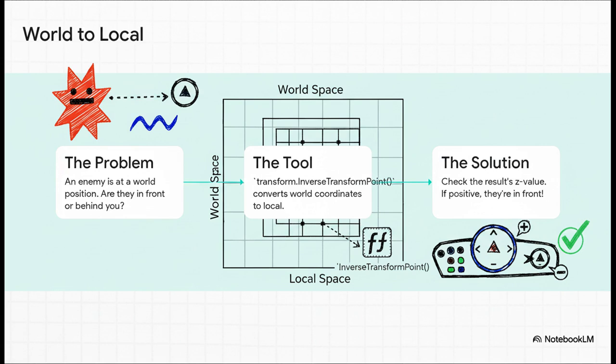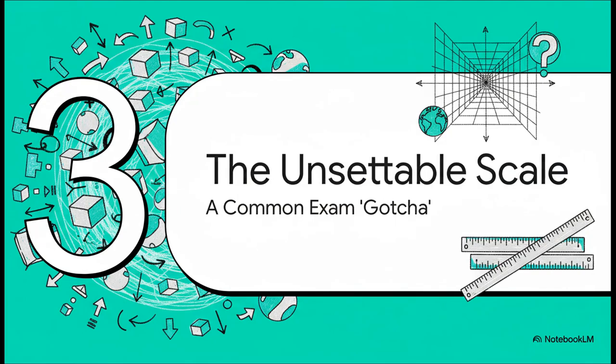Then you can just check the z-value. If it's positive, they're in front. Negative, they're behind. It's that easy. All right, one last major concept before we hit the quiz. This is a quick one, but it's a huge gotcha on the exam because it's a little counterintuitive at first.